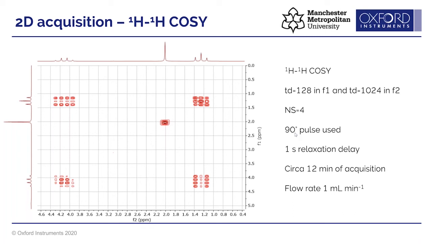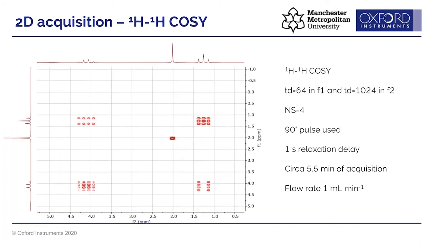And this is the reason I can use a 90-degree pulse and a 1 second relaxation delay, because I've got more material that's going to be replenished within the coil, allowing me to build up this 2D acquisition in a far shorter space of time. So this was acquired using a 1 ml per minute flow rate, and it took 12 minutes to acquire this 2D proton-proton COSY spectrum. And I wanted to see how much I could push this now, based on the fact I knew what I could do with the 1D in terms of upping the flow rate.